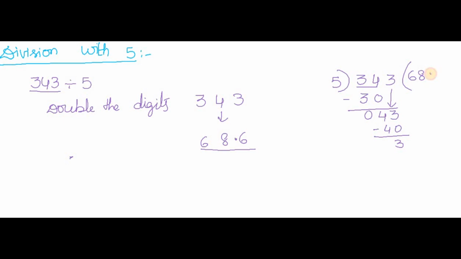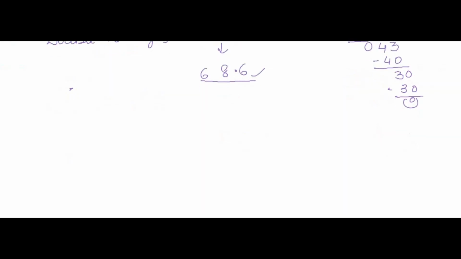As you all know, by keeping the decimal point, 5 6s are 30, so we can keep 0. So the answer is 68.6. Did you understand? The only thing we have to do here is double the digits, and place the decimal point before one digit.